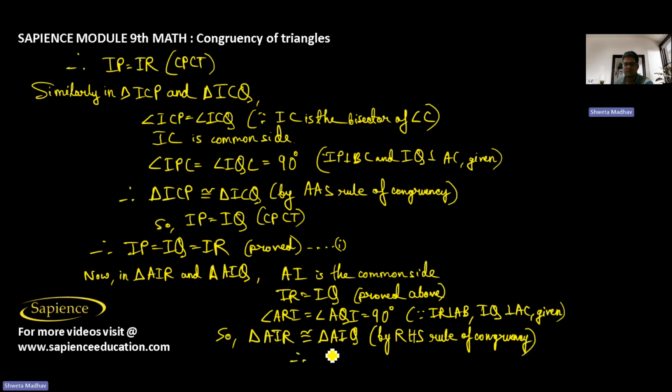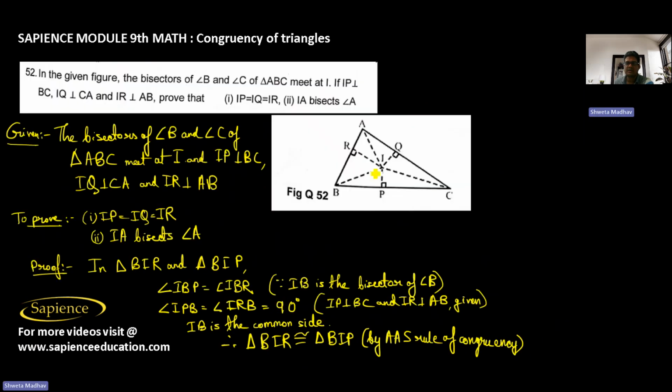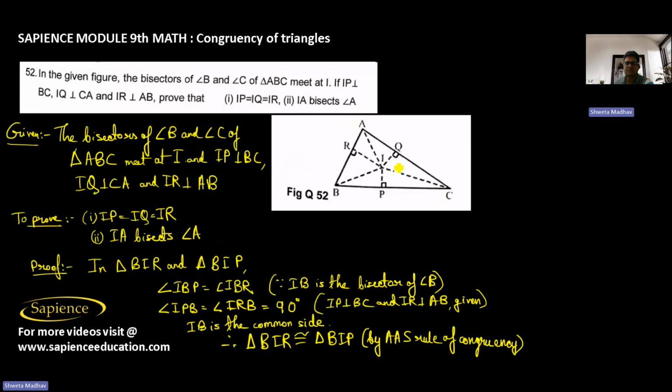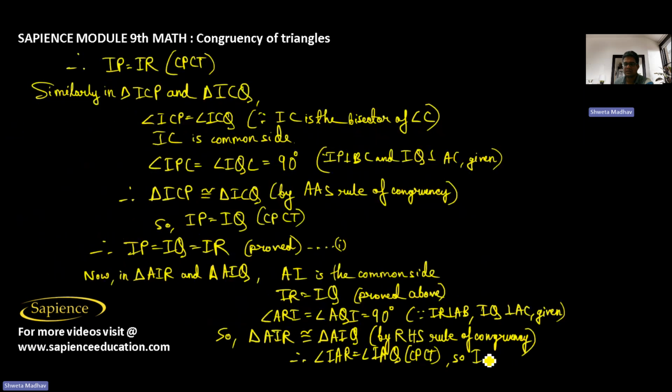So therefore, angle IAR is equal to angle IAQ, by CPCT. So hence IA is the bisector of angle A. Hence IA bisects angle A. So hence proved, the second part also has been proved.